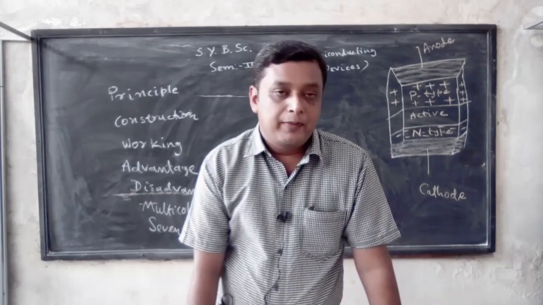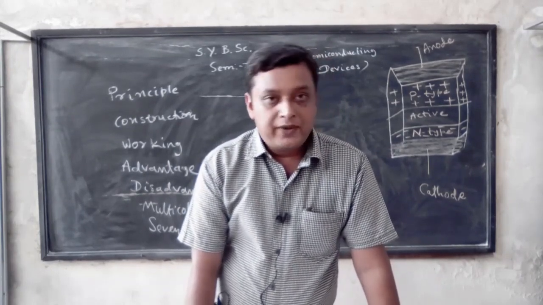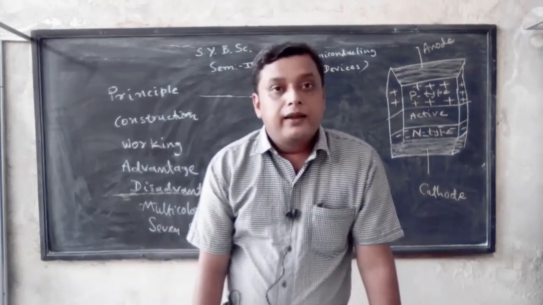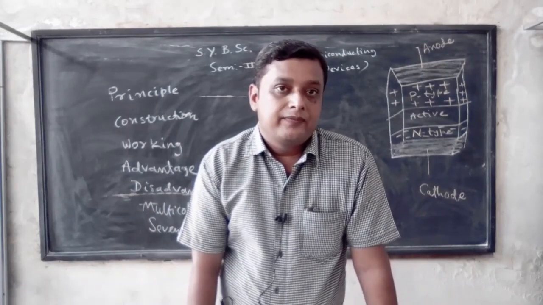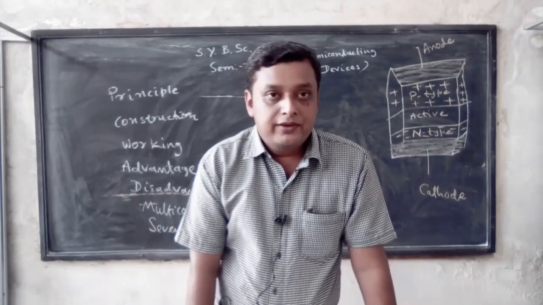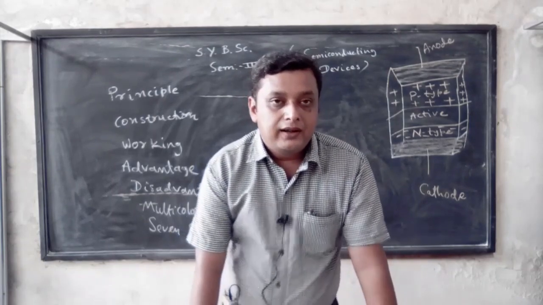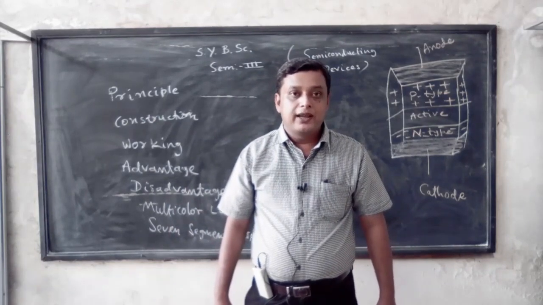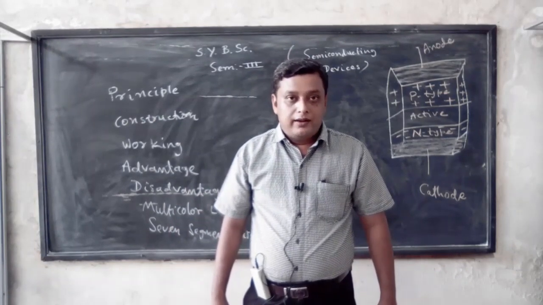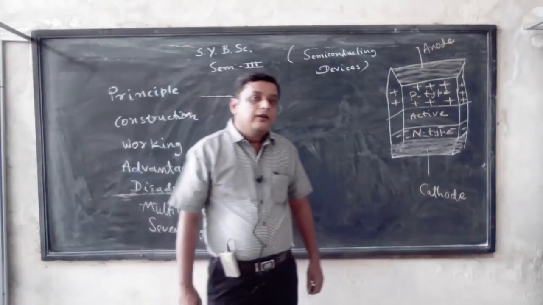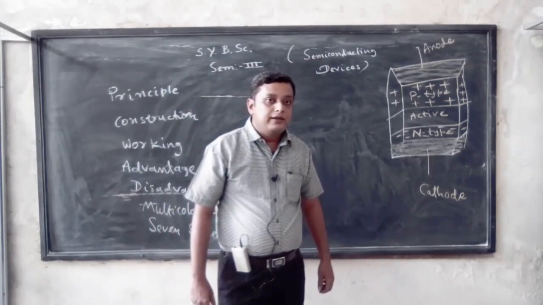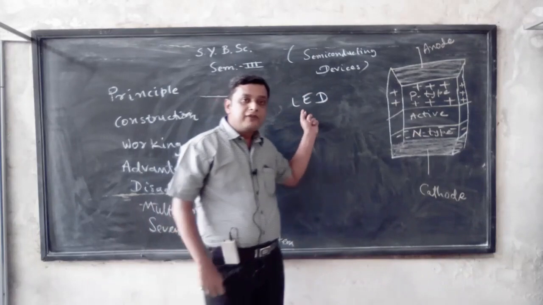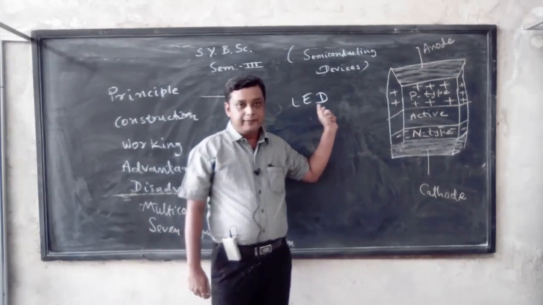SYBSc Semester 3 Physics, Chapter number 1, Semiconducting Devices. This chapter contains LED, varactor diode, thermistor, LCD, etc. devices, components which are made up of semiconducting materials. I am going to start with the first question, that is LED. The first question of this chapter starts with light emitting diode.